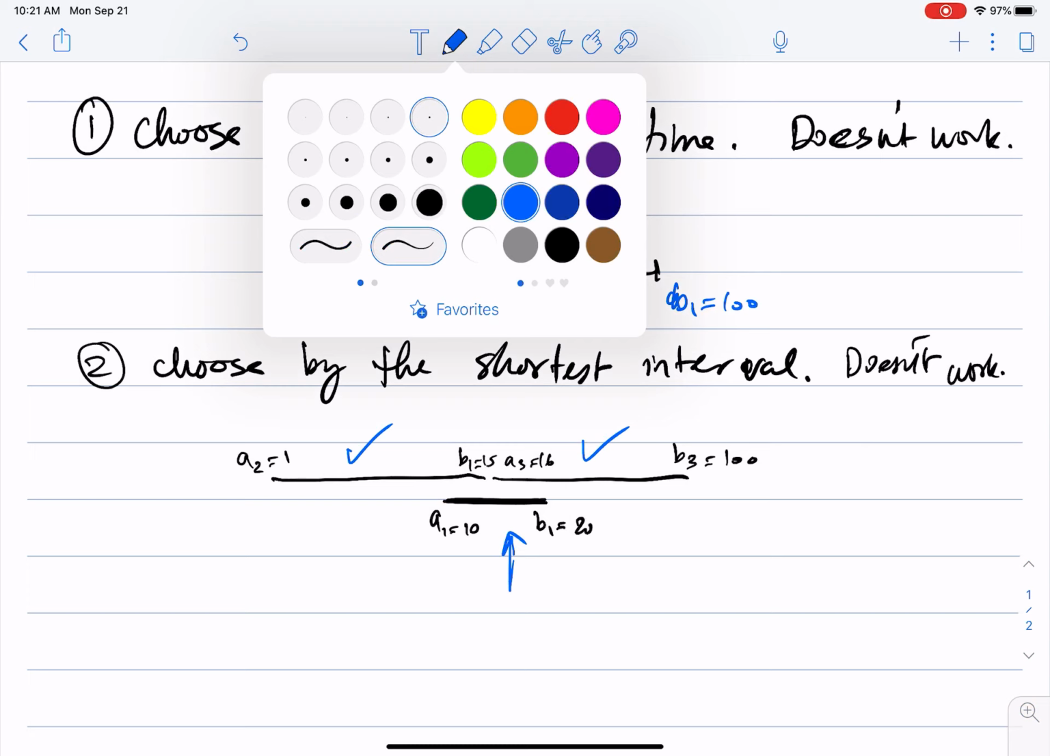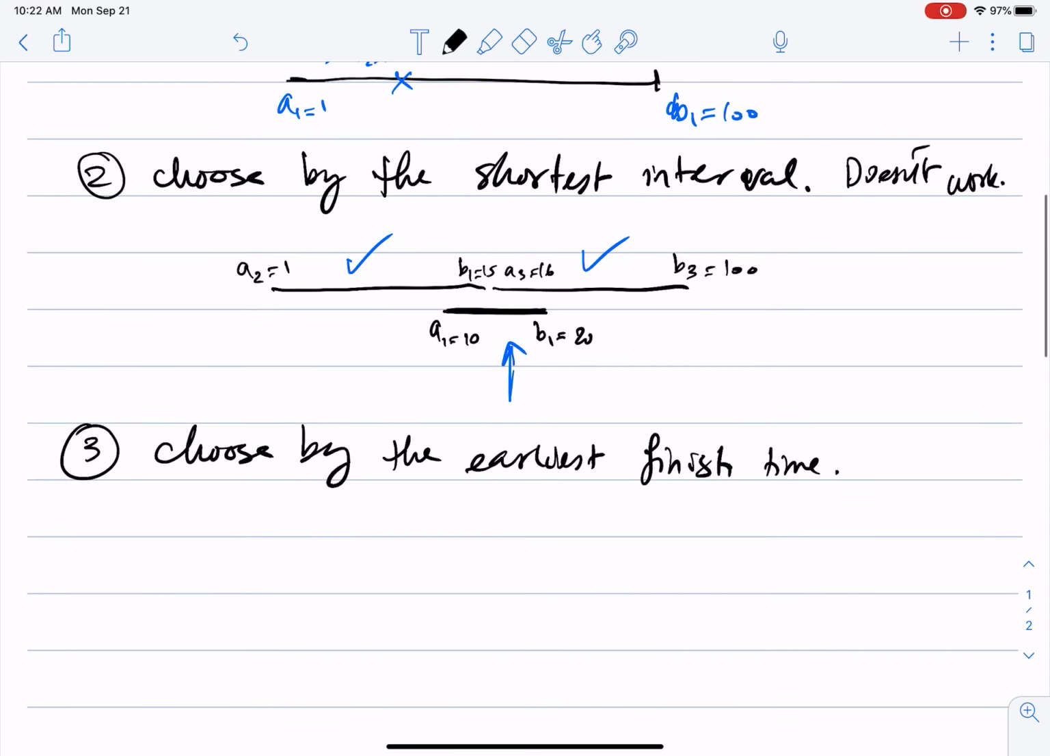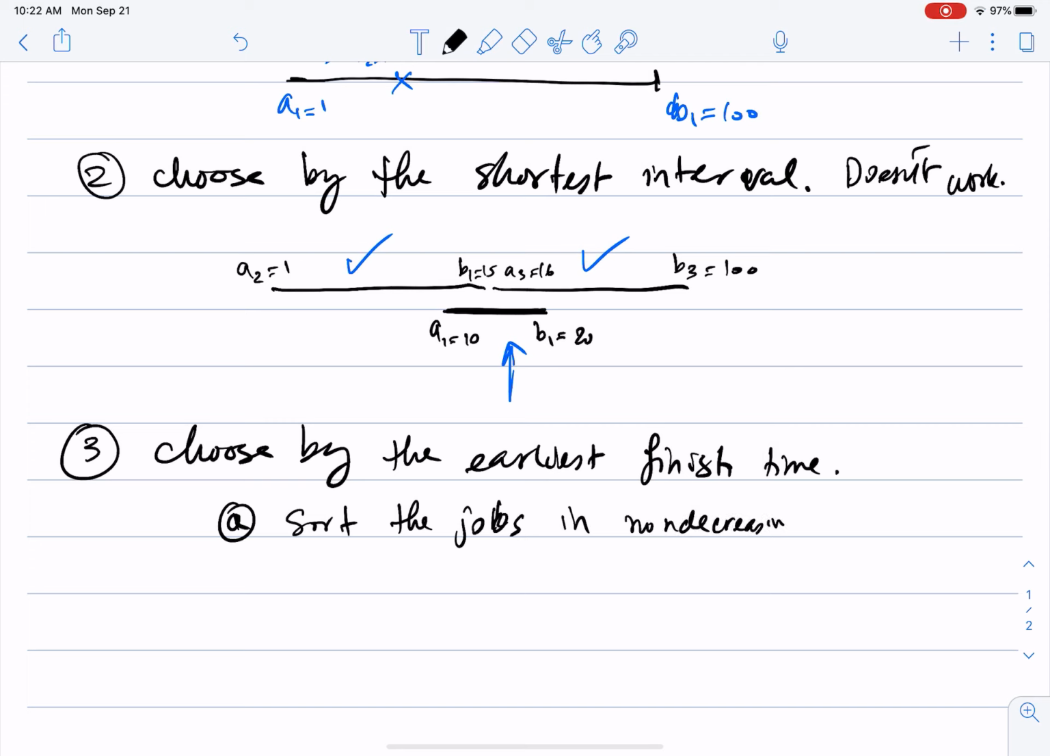So we go to the third greedy algorithm, which is to choose the intervals by the earliest finish time. Okay. So now the algorithm in this case would be, first step A is sort the intervals in non-decreasing order of the B_i's, and B, we will basically say that for i equals 1 to n, we now have them based on the order.